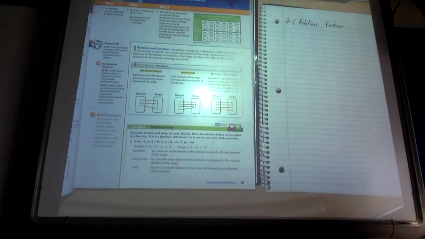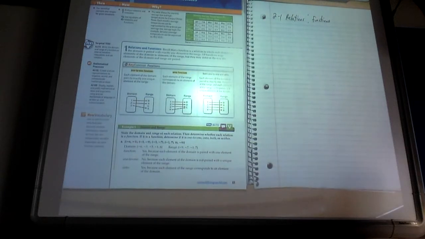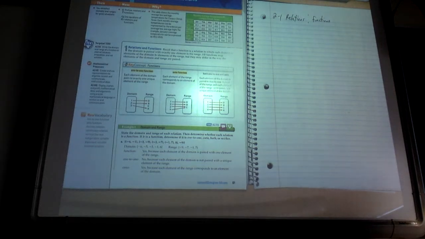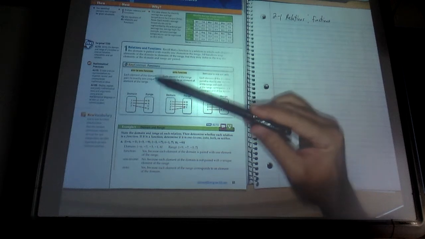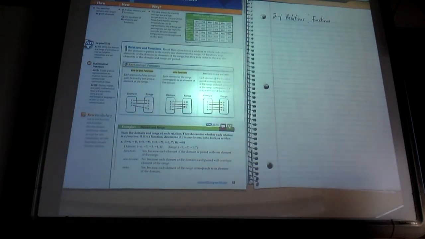So up until this point, you've dealt with domain and range. And now we're going to see how that plays in and can help us tell the difference and determine relations and functions and move along. Something that I would probably write down is this key concept box found on page 61. And here's what it's saying.